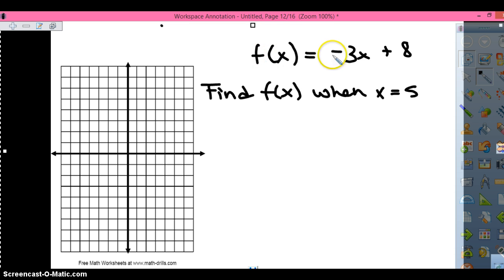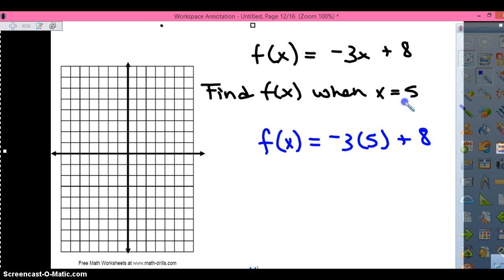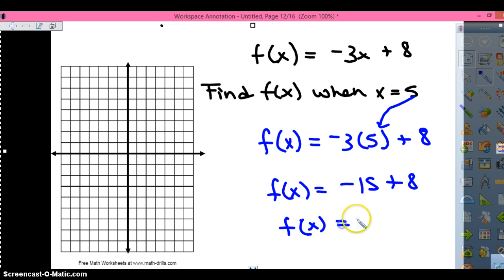If we're given f of x equals negative 3x plus 8, and we have to find f of x when x equals 5, what we have to do here is substitute x with 5. So f of x is replacing y. That means when x equals 5, what does f of x equal? So where did I substitute for x? In the 5. That means f of x equals negative 15 plus 8. What's negative 15 plus 8? Negative 7. So f of x equals negative 7.